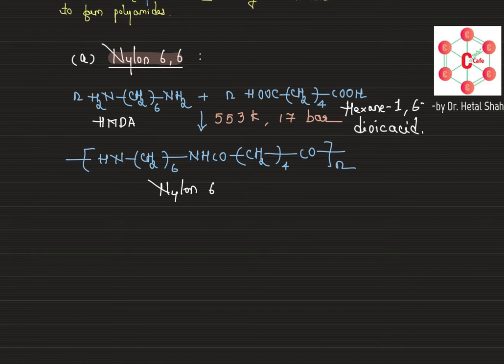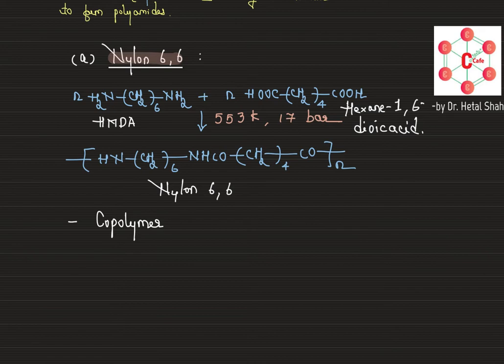Why is it called nylon 6,6? Because each monomer contributes 6 carbons to the polymeric chain. So each one of them would give 6 carbon atoms to the polymeric chain. So it's called nylon 6,6. This is also a copolymer. You must remember that it is a copolymer because there are two different types of monomers, right?